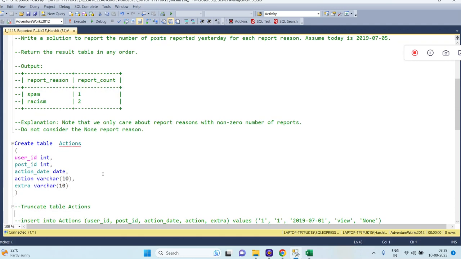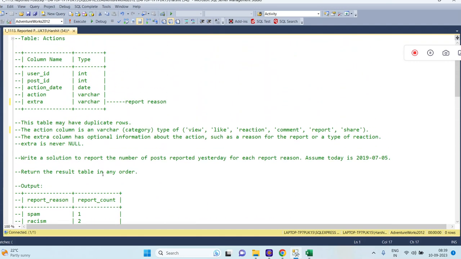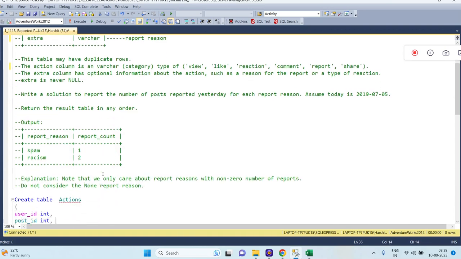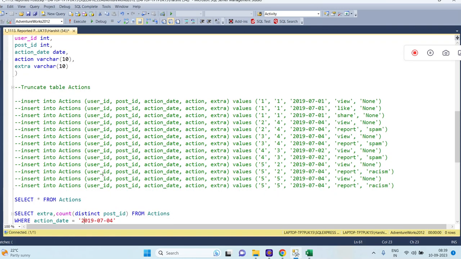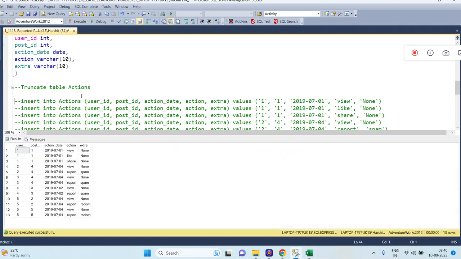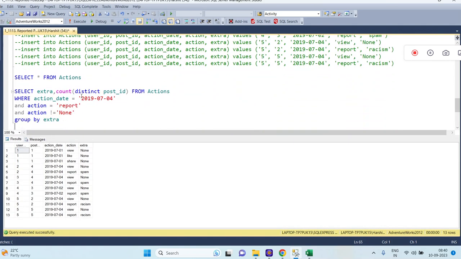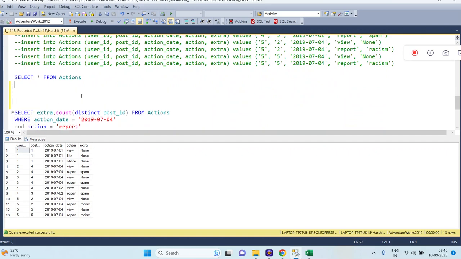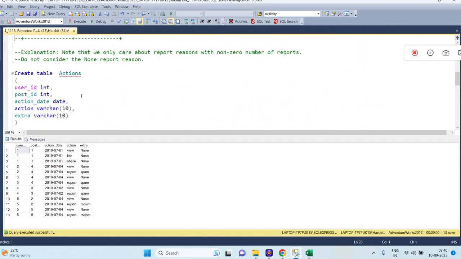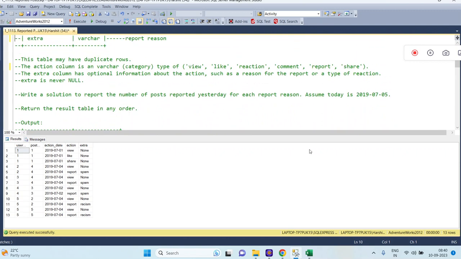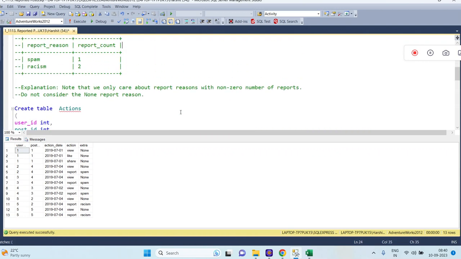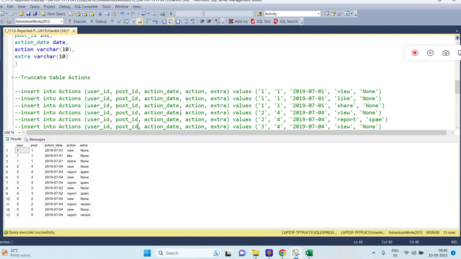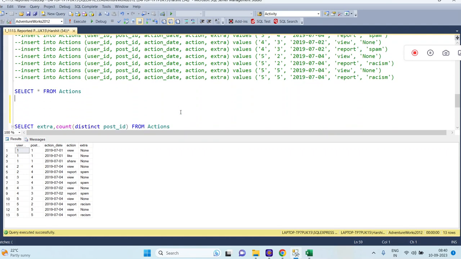So they have given us the actions table. We have already created the actions table based on the given schema, and we have already inserted the data into it. Now let me select the data first from the actions table. Now we have to see which date to consider as yesterday. They have said to assume today is 5th of July, so 4th July is our yesterday date, right? So let me select the data from the 4th July.